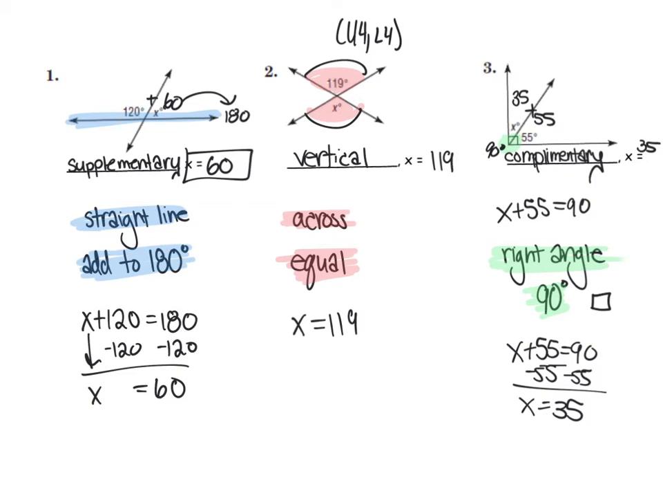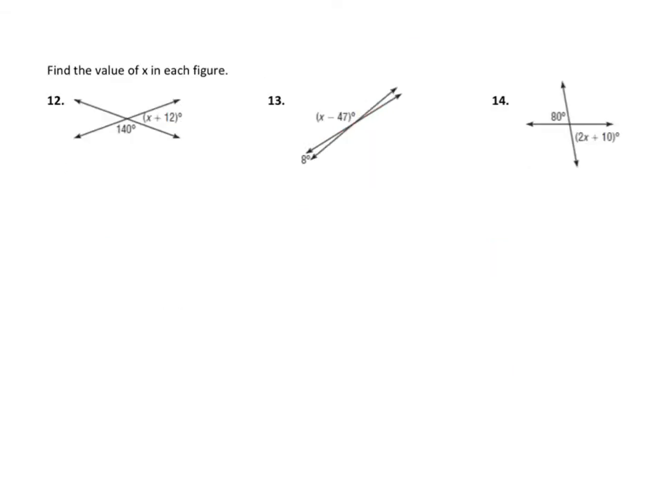But again, those are the three types of relationships you need to know: complementary, supplementary, and vertical. Alrighty, so these three are a little bit harder, but you are more than welcome to use your algebra skills. Two of them are supplementary and one of them is vertical. I didn't put a complementary one in here because you guys are pretty good with the 90 degrees. So let's take a look at these.